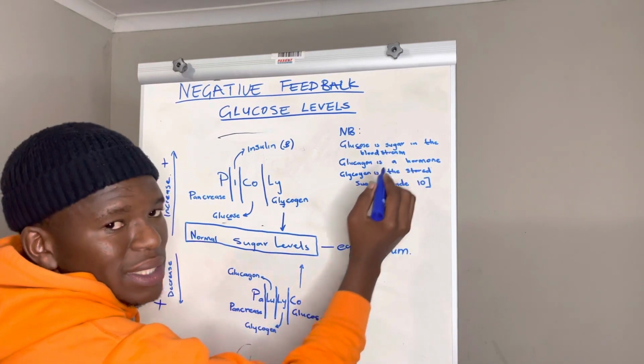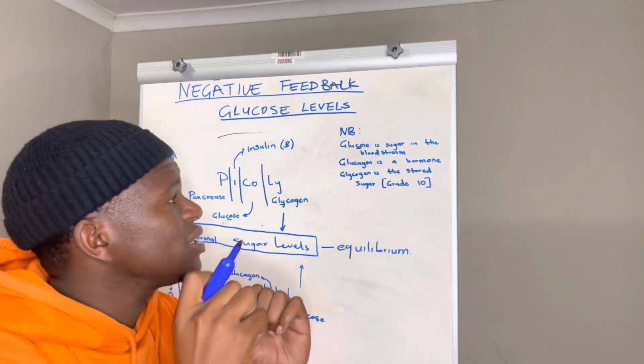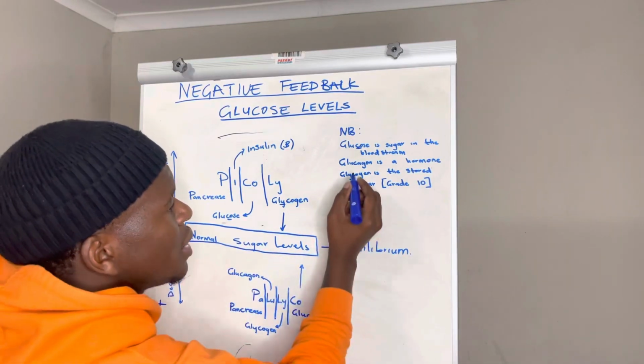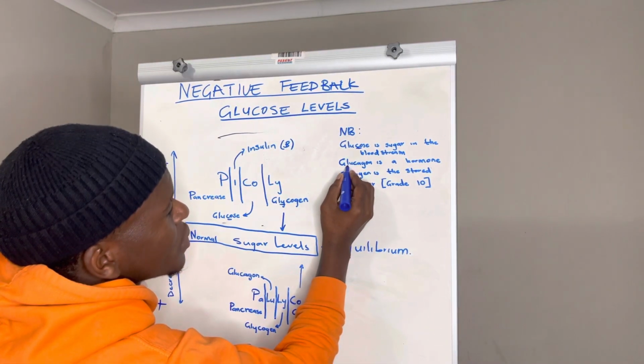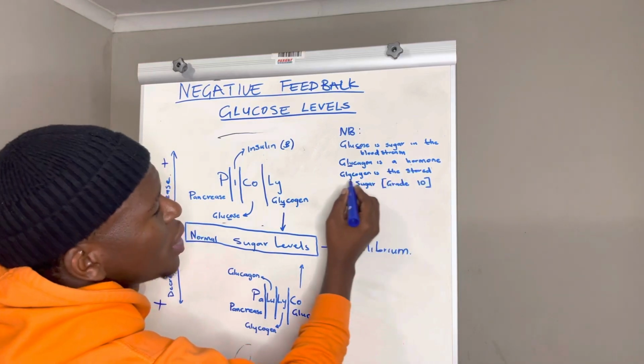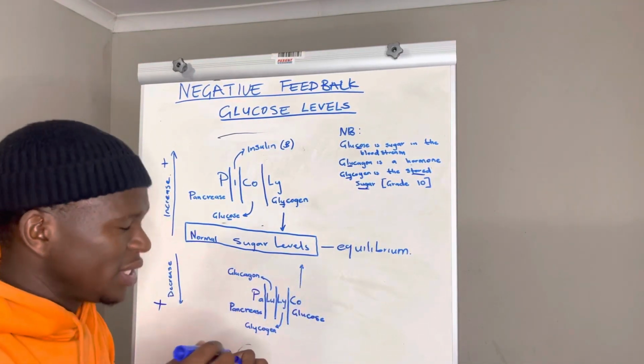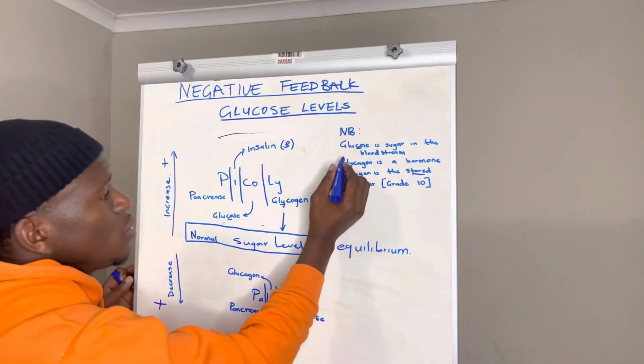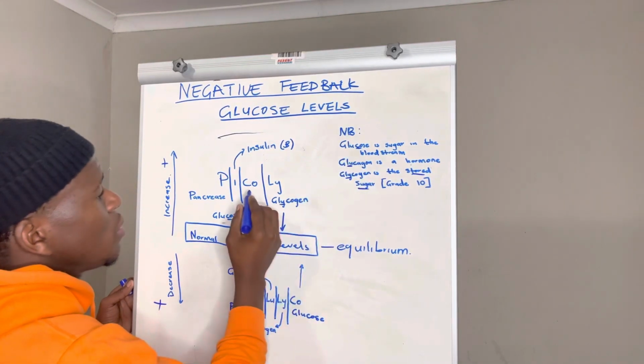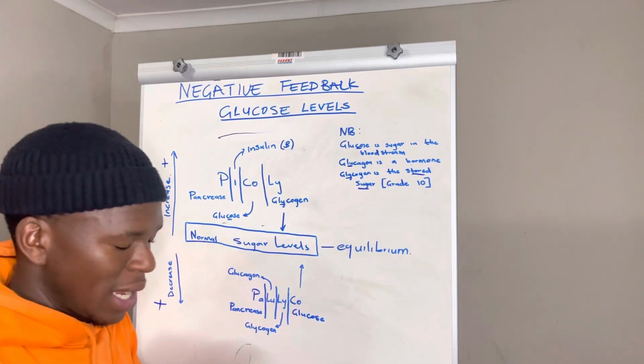You learned this in grade 10. The glucose is the sugar that is found in the bloodstream. Glucagon is a hormone. And the glycogen is a stored energy. You must be able to differentiate between the two. So we took the CO from the glucose, the LY from the glycogen.